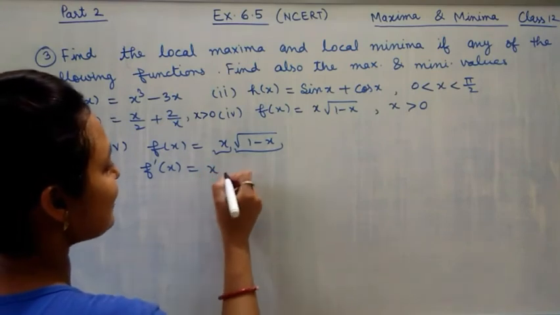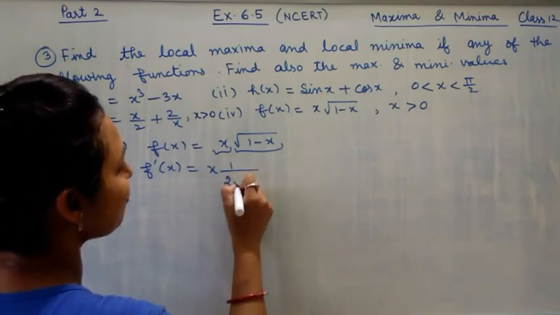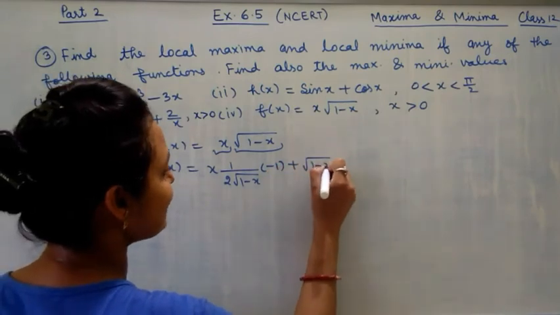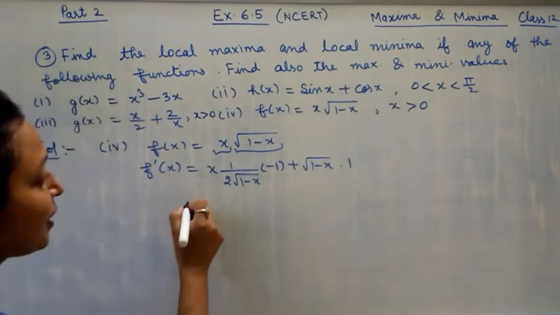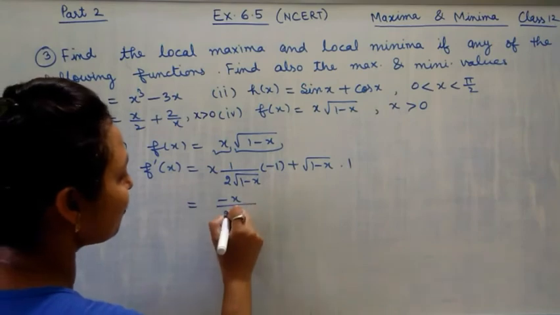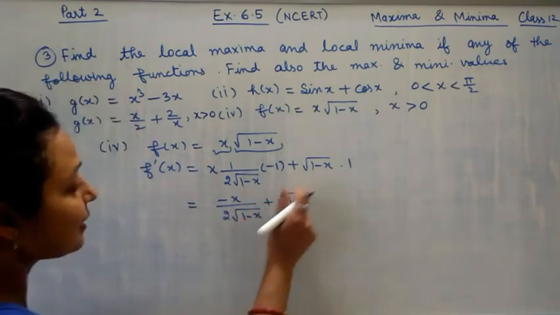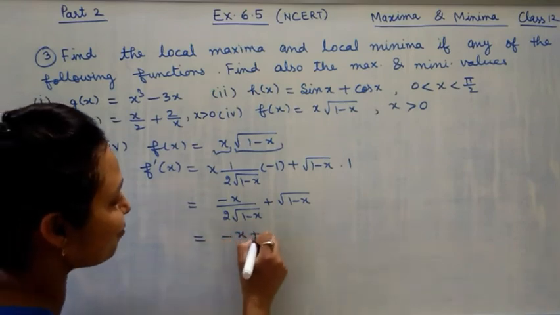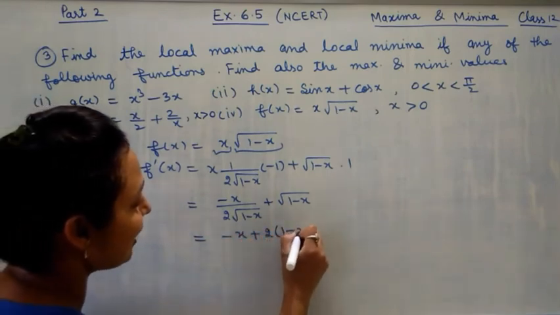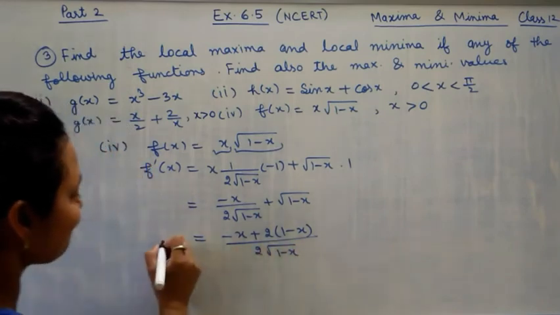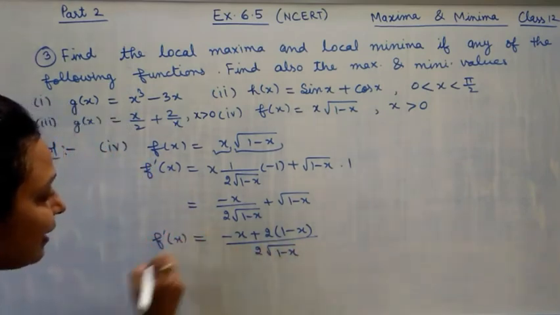x as it is, derivative of this is 1 upon 2 root of 1 minus x and further minus 1, plus 1 minus x as it is and derivative is 1. Now negative x upon 2 root 1 minus x plus under root 1 minus x. Take the LCM: minus x plus 2 times (1 minus x) upon 2 under root of 1 minus x. This is f dash x, right?